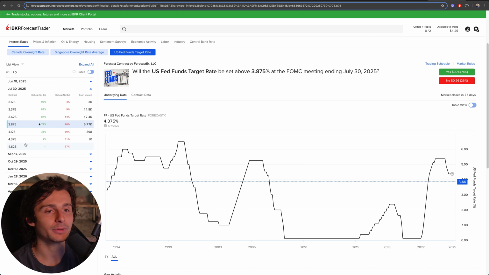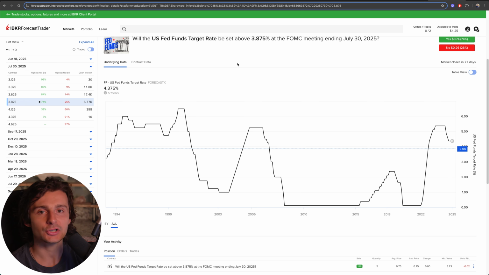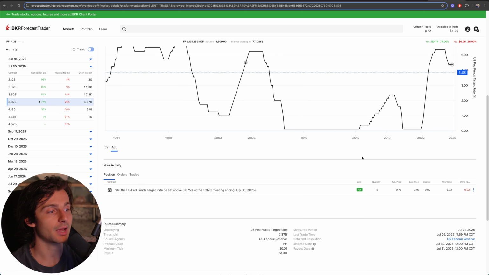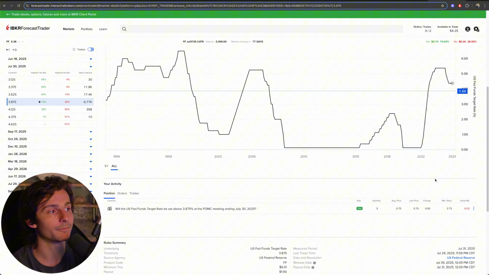Now, there are ways you can play different games, and I'm sure there's a million different strategies you can deploy to hedge yourself this way or that way, for tons of different things. But in a nutshell, from a simplistic standpoint, that is how it works. So you can see down here, I paid $3.75 and I would get back $5. So I would make $1.25 on my 5 contracts if the Fed funds rate is above the level of 3.875 by the end of July 30th, 2025.